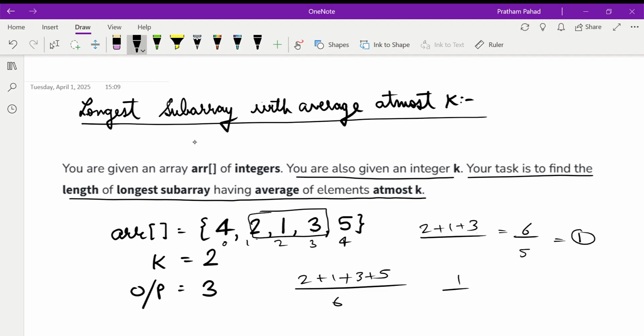No, 3. Okay, it will divide by 3. So it is 2. Yes, less than or equal to k. So divide by 4. So 11 by 4. It will be somewhere around 2 point any value. So it is not at most k. It is somewhere greater than k. Okay, so I hope you understood this problem.